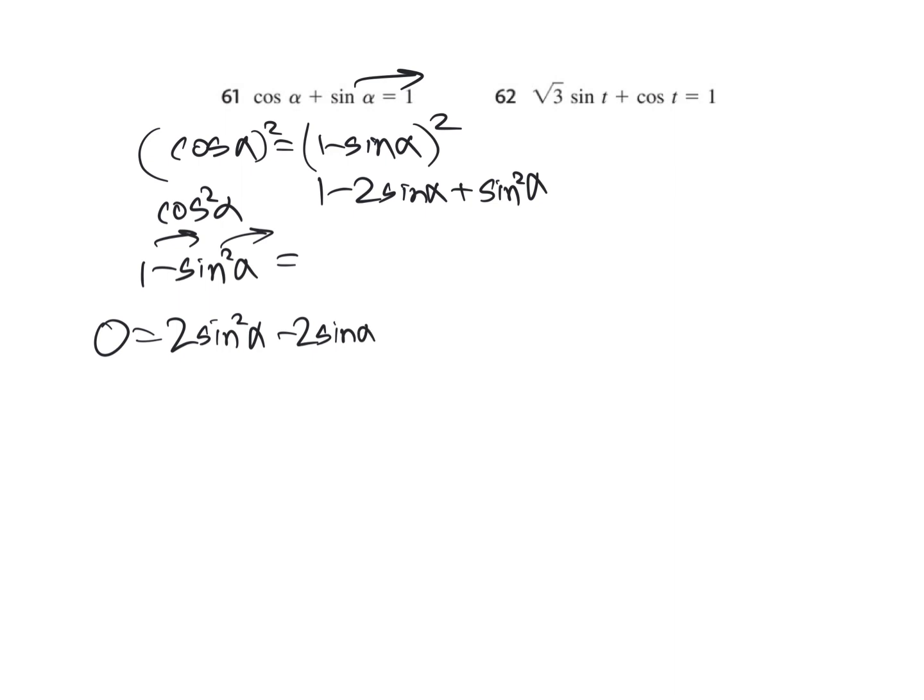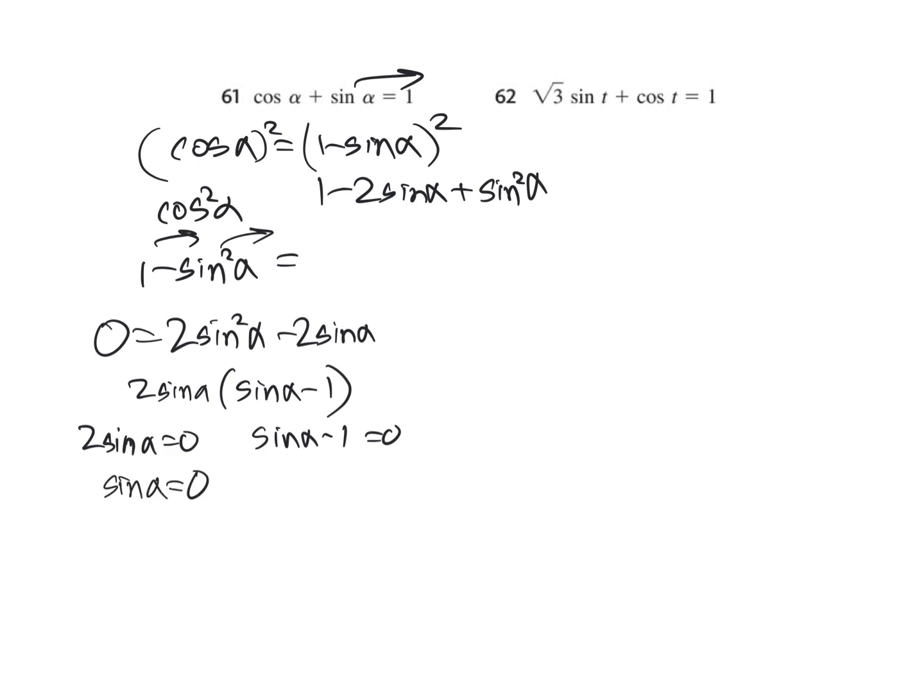So it's the same type of problem as the last one. Factor out 2 sine. We get sine minus 1. So 2 sine of alpha equals 0, or sine of alpha minus 1 is equal to 0. So where's the y value equal to 0? Y value is 0 at 0 and pi. And where's the y value equal to 1? That's at pi over 2.